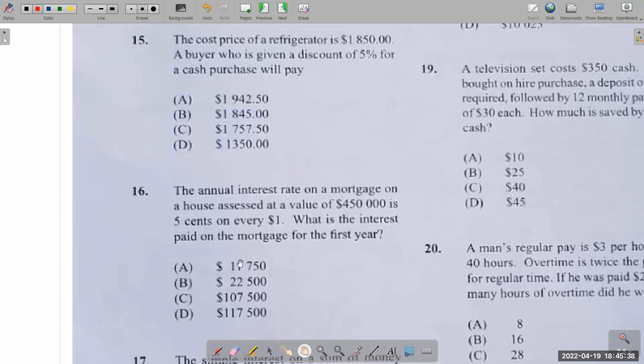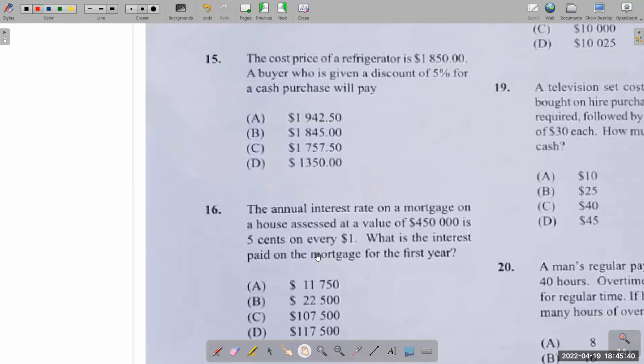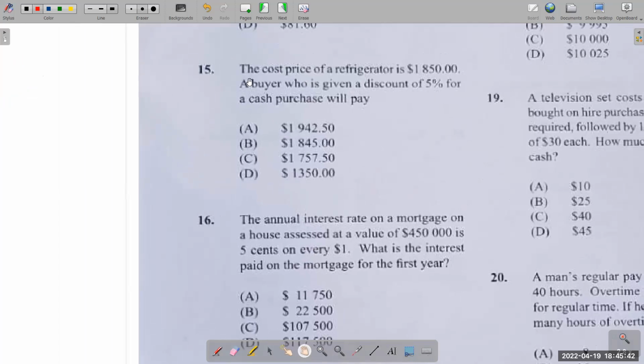You realize higher purchase questions, consumer questions are a lot. The cost price of a refrigerator is $1,850. A buyer who's given a discount of 5% for a cash price will pay. So you know you just got to find 5% of this and subtract it. So just do that. 5 over 100 times 1850. What's the smartest thing to do? Over 1. Cancel the 0 first.